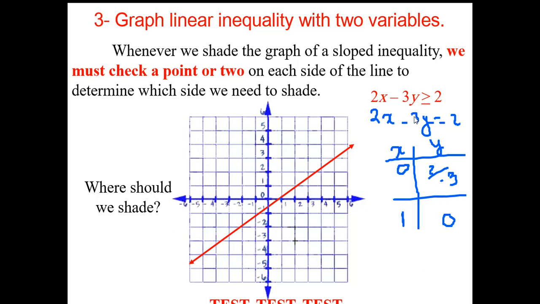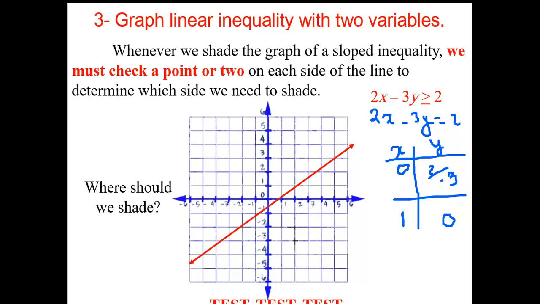Now I just have one more issue. Where should I shade? Up or down? As an advice, miss, take any point that you want in the graph. Any point, okay? And replace it in the equation. If this point verifies the inequality, I will shade where the point is. If the point doesn't verify, I will shade the opposite. The easiest point to take is 0, 0. But if 0, 0 was on the line, you cannot take it. You need to choose another point. This is the point 0, 0.